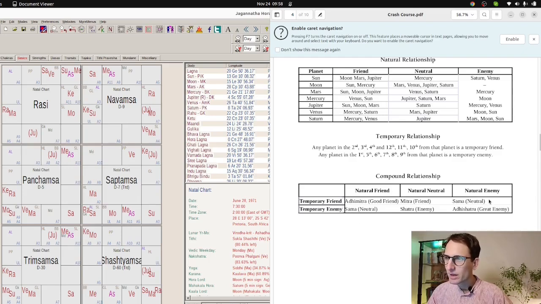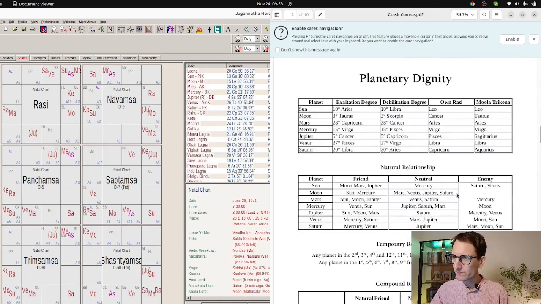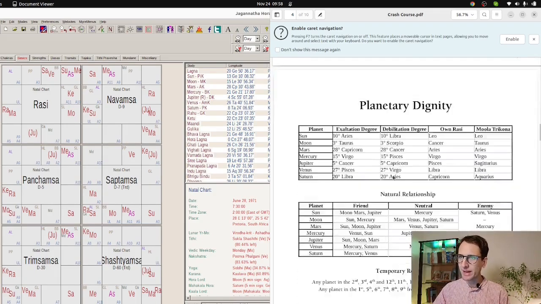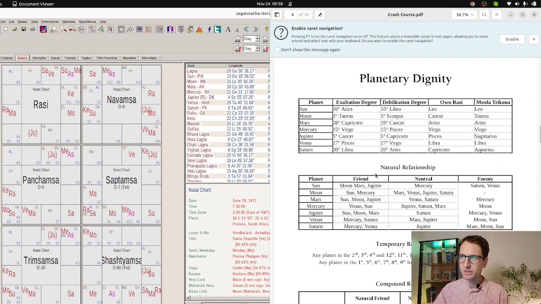Yes. Then we also have great. In this case, that is not applicable for this chart, but it could be possible that someone is a natural enemy and a temporary enemy, then it will become a great enemy. Similarly, we have here a great friend, but he doesn't have this relationship. All right. So that is the relationship, and then what we need to understand is the dignity of the planet from this.